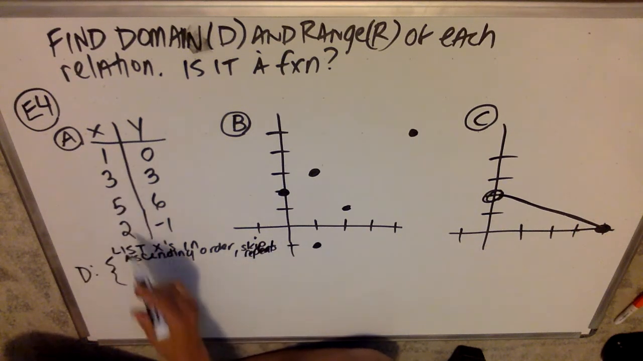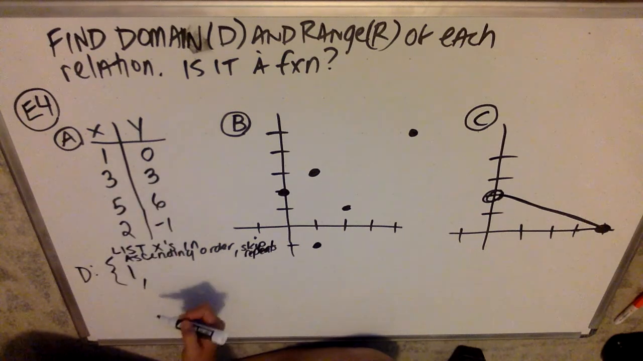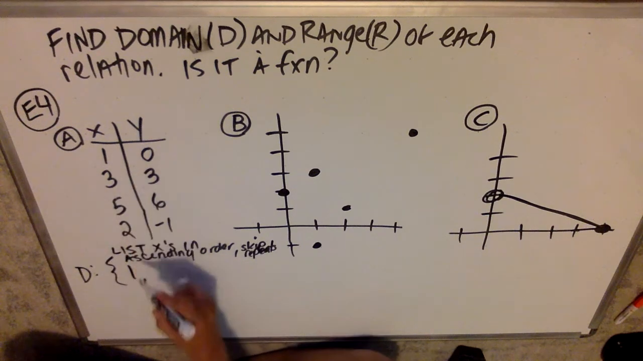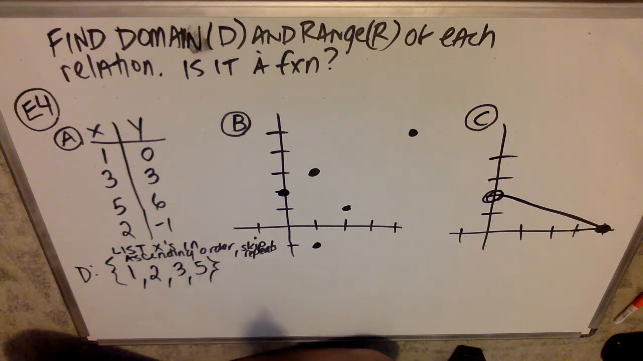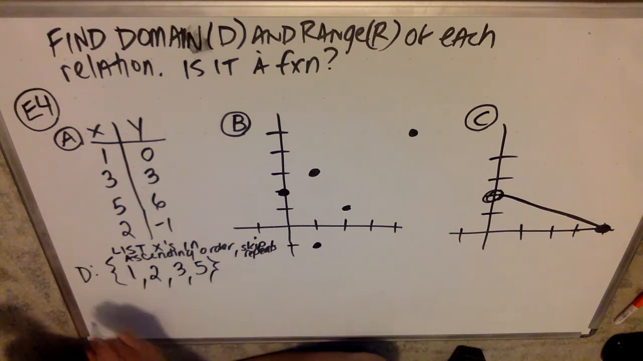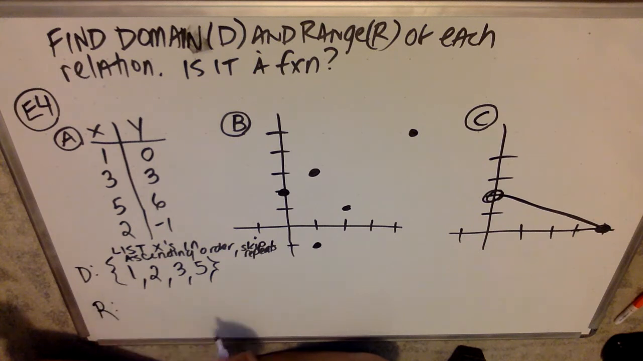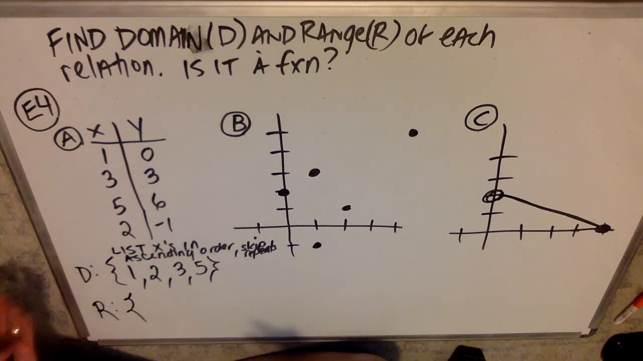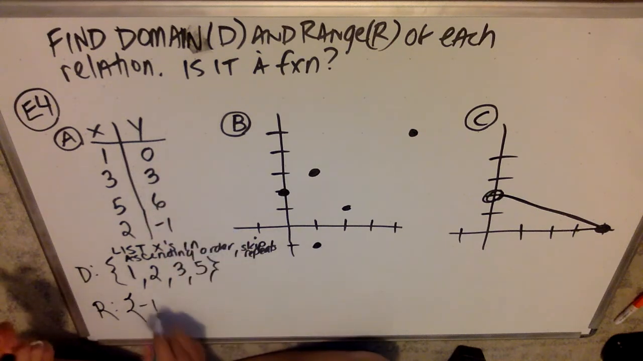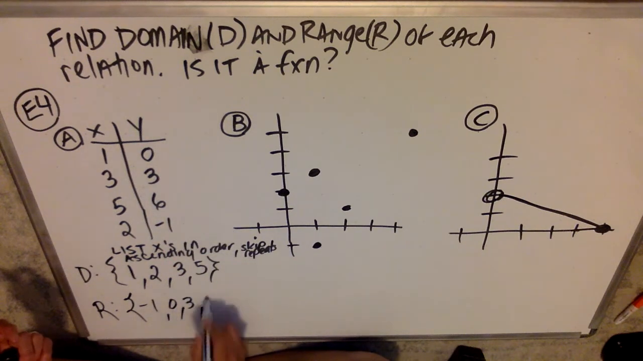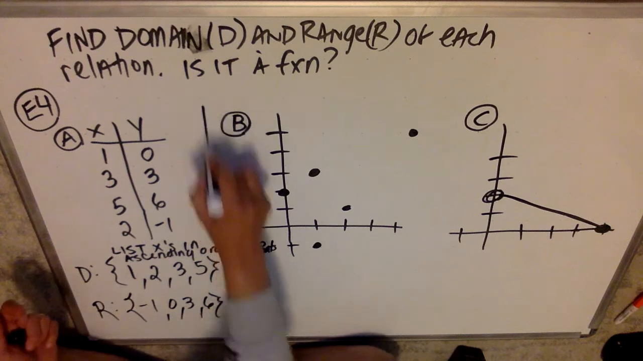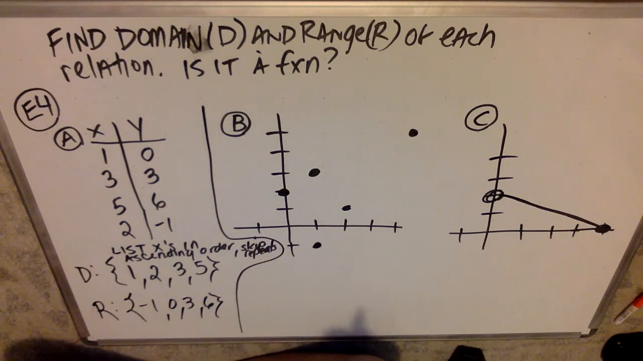So if I list these in ascending order, the 1 would come first, but then the 2, because I intentionally put things out of order, so 2, and then 3, and then 5. And that's my list. That's my domain. When I list my range, I'm going to do the same exact thing. I'm going to list my y values in ascending order. The smallest y value is a -1, followed by a 0, a 3, and a 6. And that's it. So if we have a list, that's what it's going to look like.